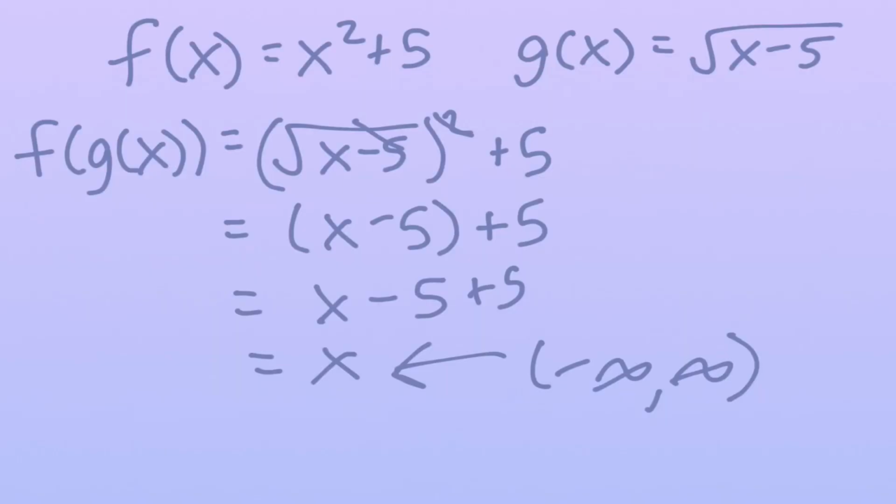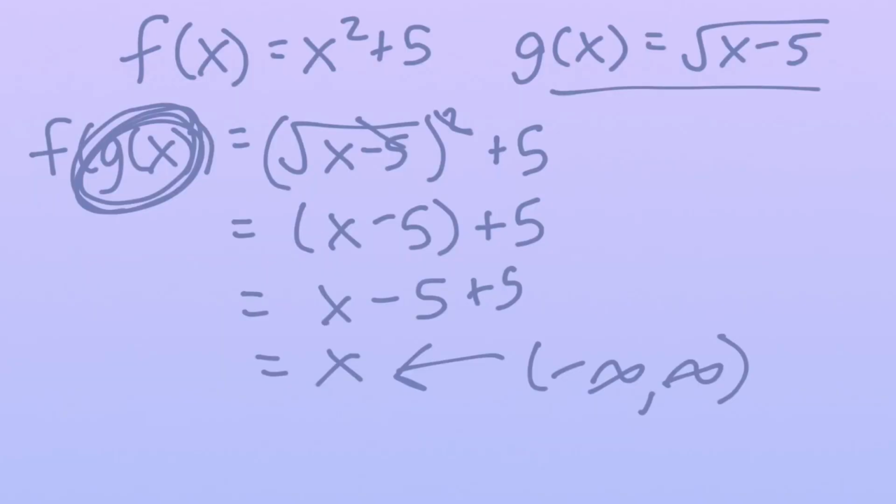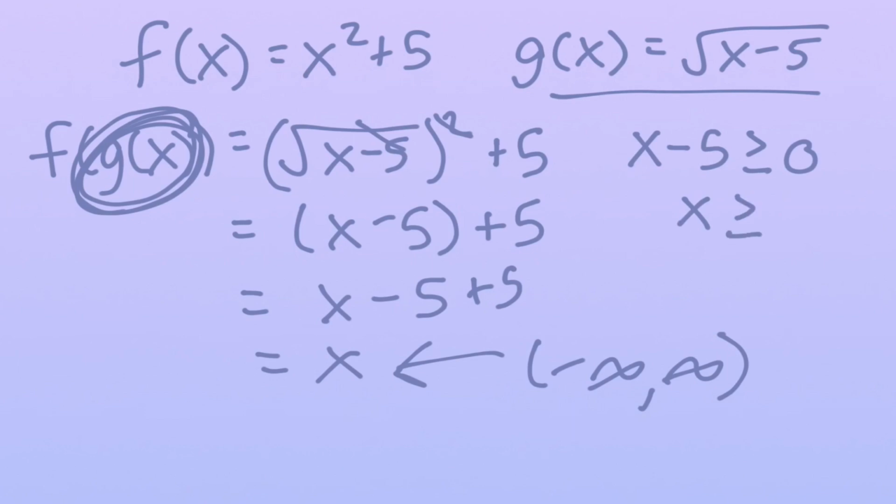But with composition of functions, you also have to check the inside function's domain. And in this case, it's g of x. So we look at g of x, and square root of x minus 5 does have restrictions. Square roots, you can't take square root of a negative number. So we can set x minus 5 greater than or equal to 0, because we know that whatever's underneath the square root has to be positive or it has to be 0. And then we can solve for x from there. So we can add 5, and we get x is greater than or equal to 5.